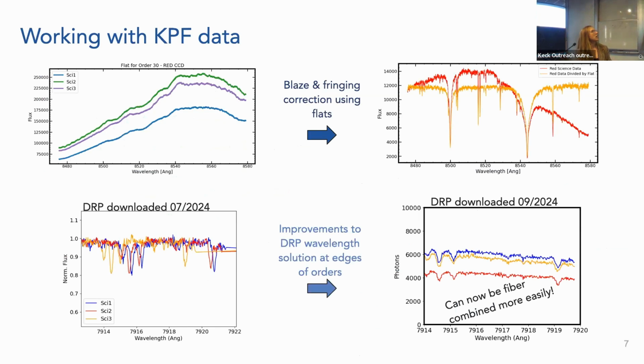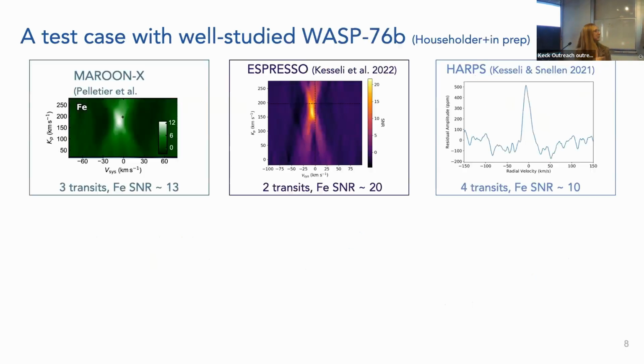So we found good results doing fits to flats, and that really nicely removes both the blaze function and fringing that is in the red arm of the spectrograph. And this down here is just a shout out to the DRP. On the edges of the orders, there were some issues with the wavelength solution. You can see here the absorption lines do not line up in the 3 science fibers. But in the most recent download, that was just downloaded a week ago, I don't see any of these issues anymore. So thank you so much to the DRP people.